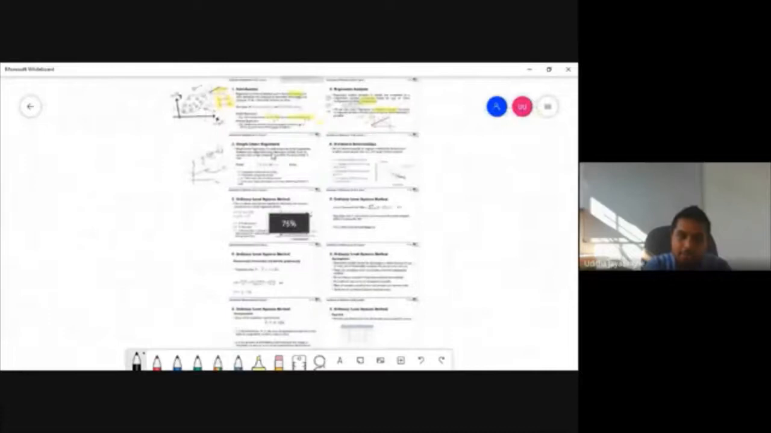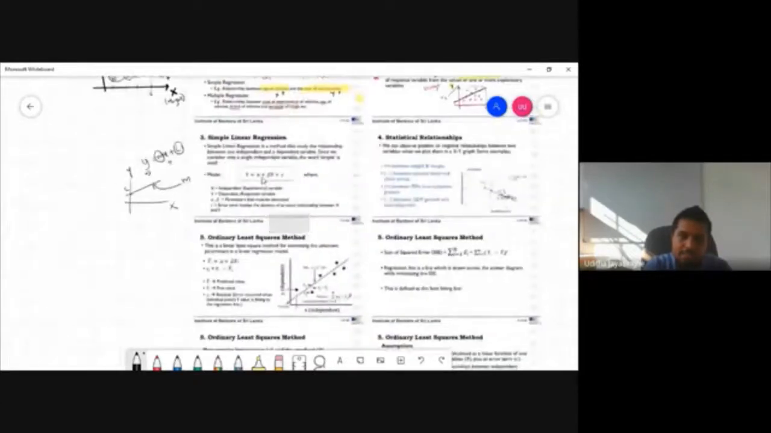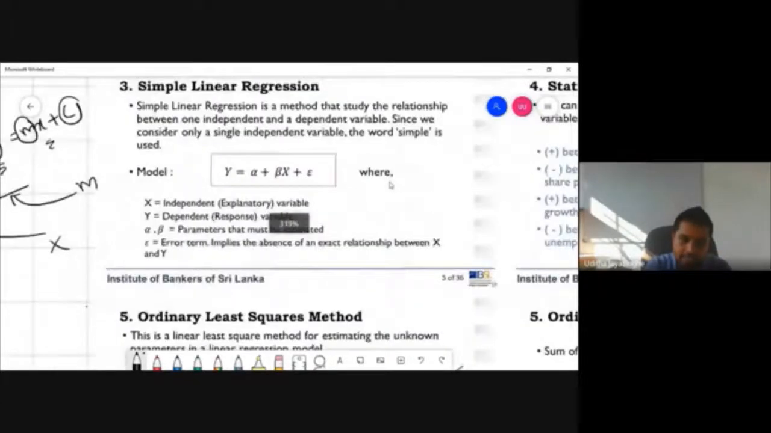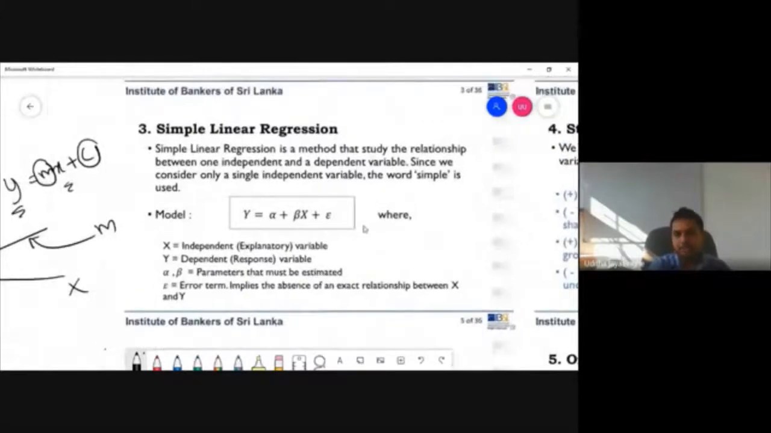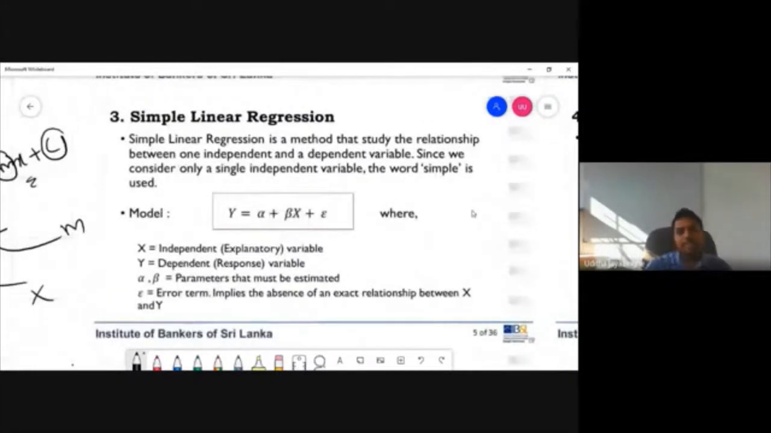What is that? Sorry. That is going to be y equals alpha plus beta x plus another sign which you don't understand at the moment. Y equals alpha plus beta x plus, we call that value epsilon. This value, which is similar to an e, we are going to call epsilon. I'll take you through the notes.